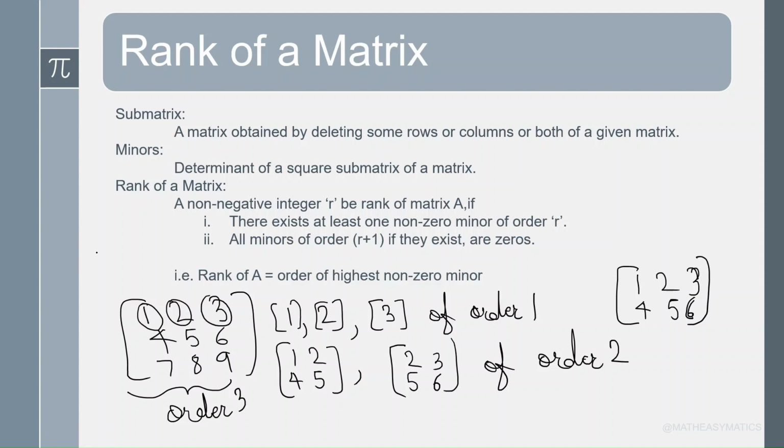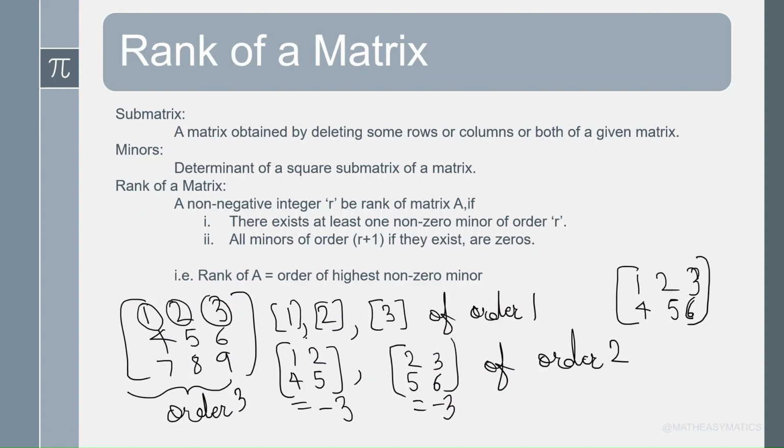Next we have minors: the determinant of a square submatrix of a matrix. So in order 1 the element itself will be the determinant. In order 2 we have to take the determinant of this, so it will be 5 minus 8, minus 3, and here it will be 12 minus 15, minus 3. Same goes for the order 3 matrix.